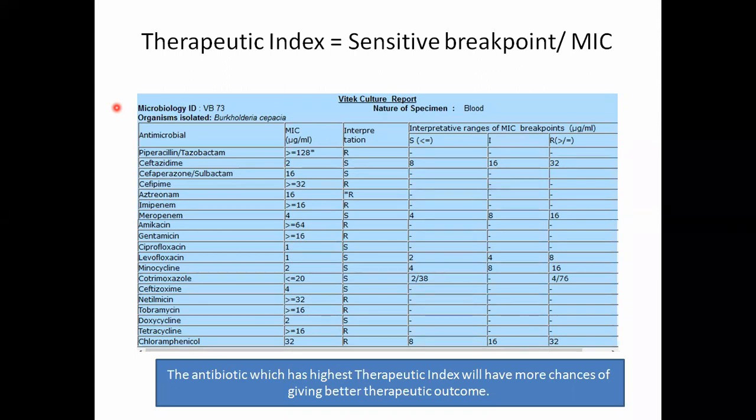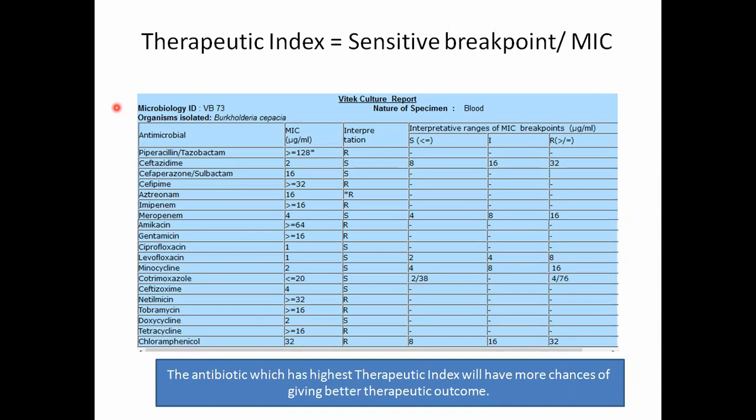Sir, my question is that the therapeutic index of meropenem is less compared to ceftazidime, but we are upgrading from ceftazidime to meropenem. That's what I'm telling. You cannot upgrade from ceftazidime to meropenem because ceftazidime is not working. You need to think of other things. There are so many antibiotics not working.